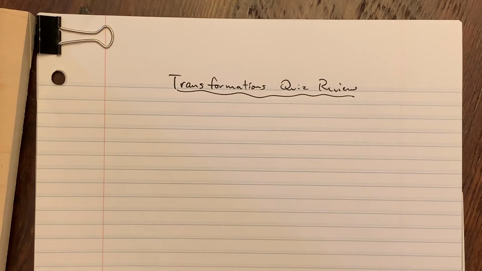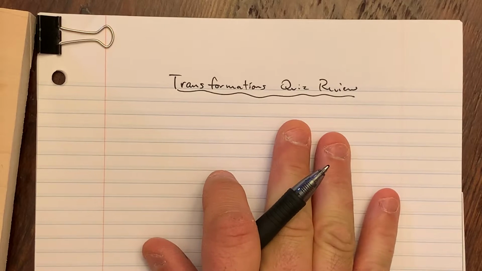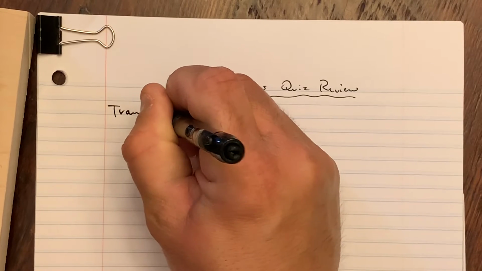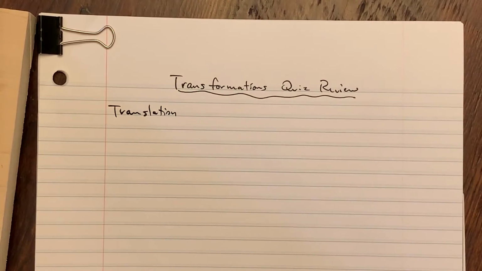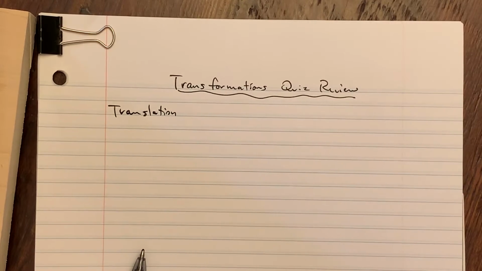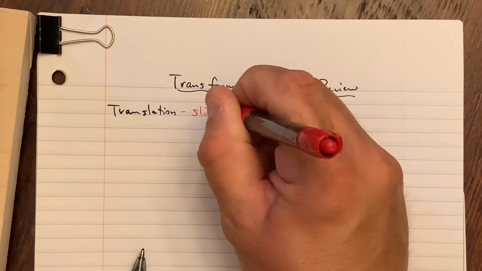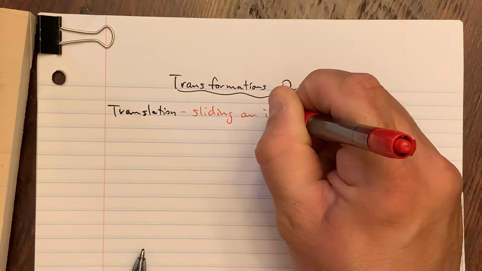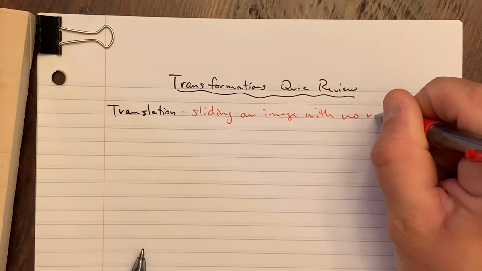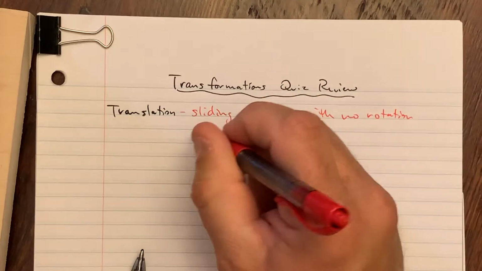So this first part will be brief. Next part will be a couple more rules that we need to make sure we have. All right, so the very first type of transformation that we looked at was a translation. In a translation, we do not change how a figure looks. We don't change the direction it's facing. We simply are going to be sliding an image with no rotation or dilation.